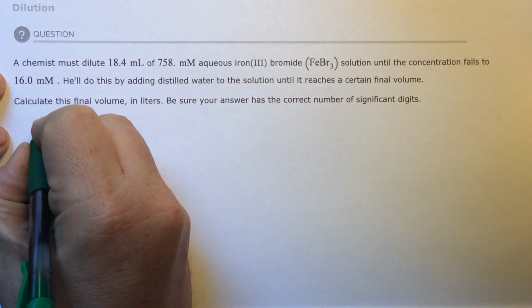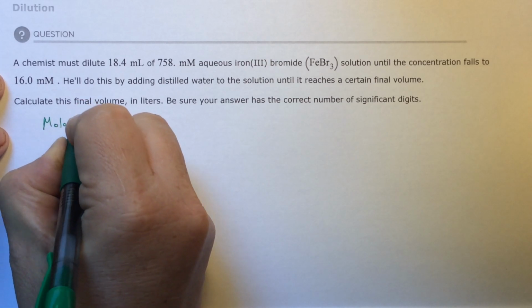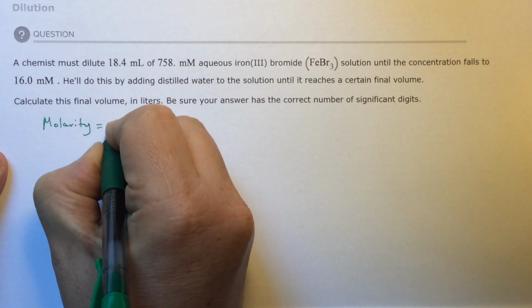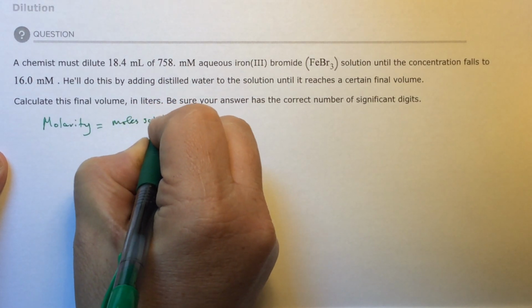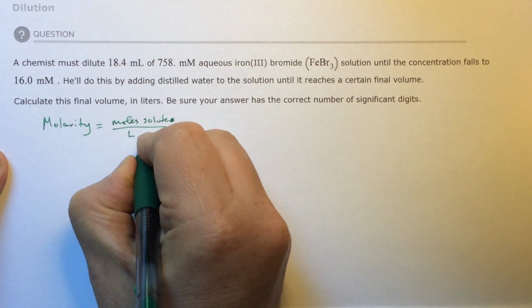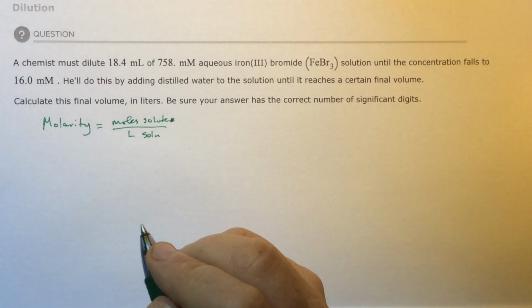And molarity is based in moles, that's why it's molarity. It's going to be number of moles of solute, which is what you're dissolving, over liters of solution. Okay, whatever your final solution is in liters.